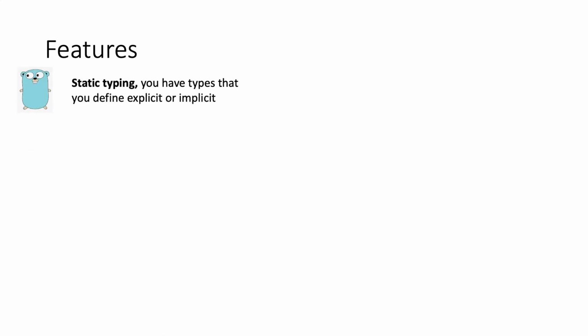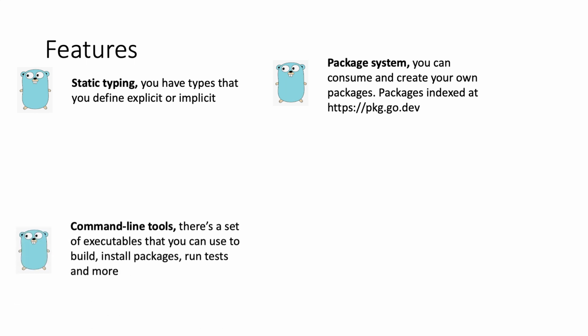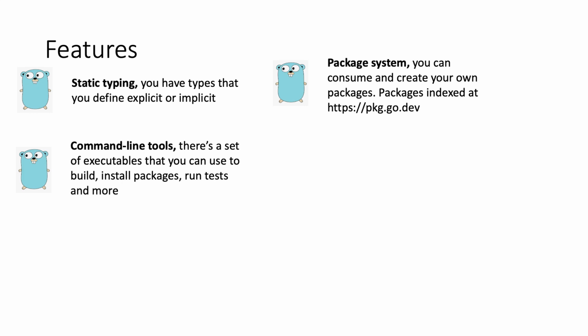What about features? Well, for one, there's the static typing, so you have types. You might not always define them explicitly, but as soon as you assign a value to something in Go, it gets that type. It also has a package system. Imagine that, right? A programming language that just comes fully baked with a package system. You can go to pkg.go.dev to find all the packages, but you can also download those packages from your command line and update them. There are some command tools that are installed when Go is installed, so you can build, you can install packages, you can run tests, and much more.